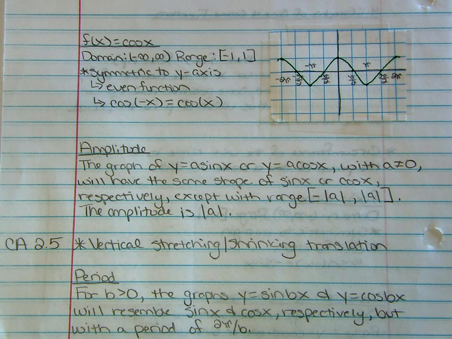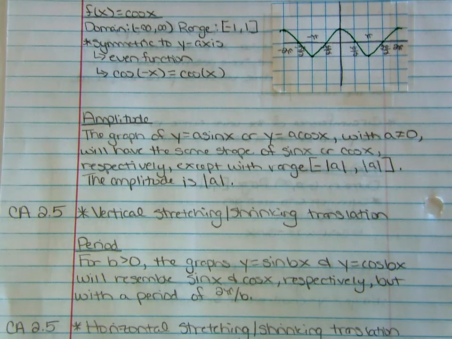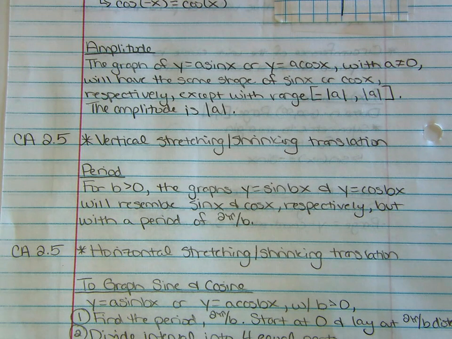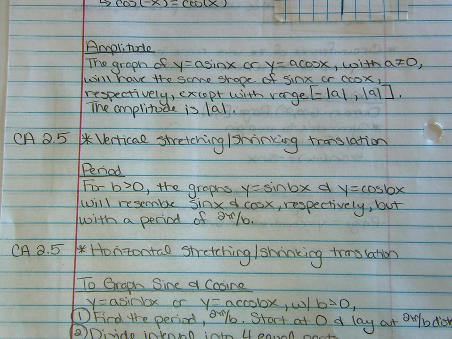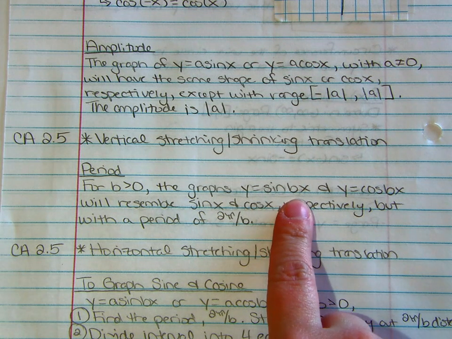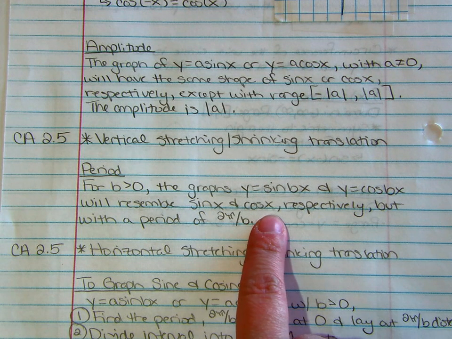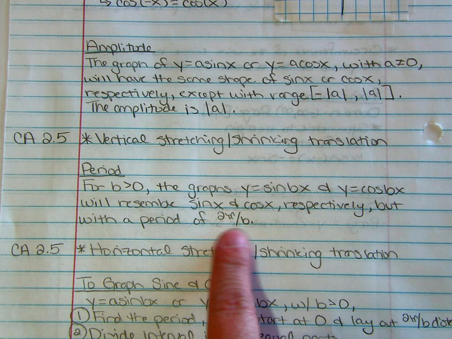I'm going to slide it up a little bit and talk about the period. Because amplitude and period are the two big things that you're going to be asked for when you are getting ready to graph either sine or cosine. Your period is what I mentioned earlier, where it takes you the whole time to get through one of the graphs. So this is our b, and it says for b greater than 0, the graphs y equals sine b of x and y equals cosine b of x will resemble sine x and cosine x respectively, but with a period of 2 pi divided by b.